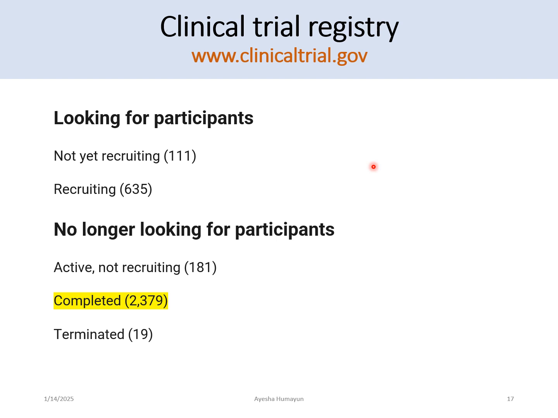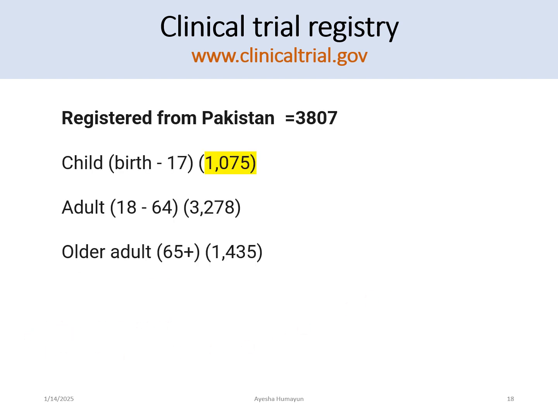Now, looking at participants, almost 111 are not yet recruiting, while 635 are recruiting. 2,379 are completed trials, and 19 trials were terminated. So looking into the age group, out of 3,807, 1,075 trials were on children, birth to 17 years. While the older or geriatric population was taken in almost 1,400 trials.